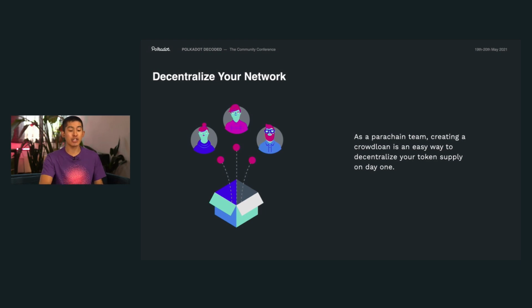And finally, as a parachain team, crowdloans is a great way to decentralize your token supply on day one. We know it can be very hard to build a new and diverse community when starting a blockchain network. When you join the Polkadot family, you jump right into the middle of one of the biggest blockchain communities there is. And then crowdloans gives you a stage to convince people in the Polkadot community to support you. And by distributing your token, you can actually get them personally invested in your success as a parachain. So it really is a win for everyone.